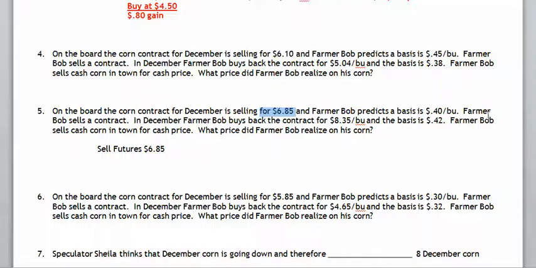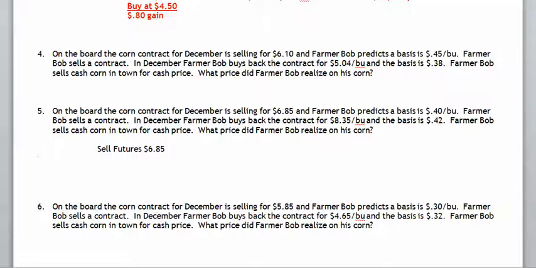Well, let's see what happens here. Farmer Bob does sell that contract at 6.85 and later buys back that futures contract at 8.35. Wow. Yes, when I wrote this worksheet, corn was $7 and $8 a bushel. Anyway, not today. But did we buy low, sell high? We did not. We sold at 6.85 and now we had to buy it back at 8.35. So that's a futures loss of $1.50.